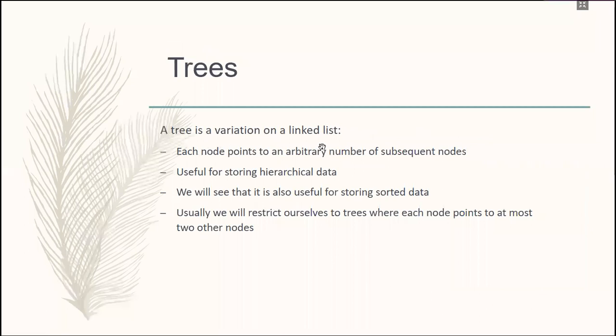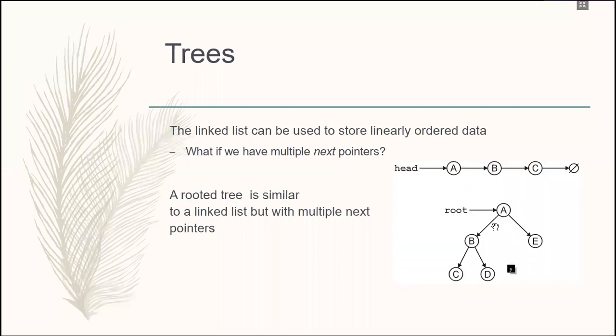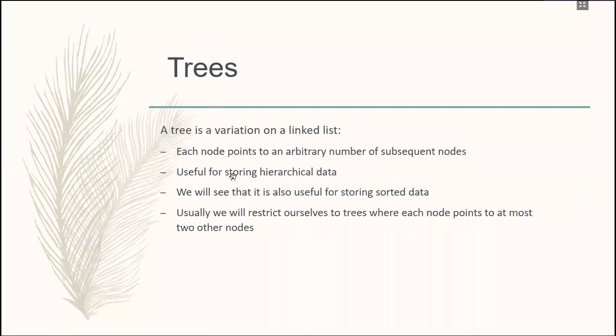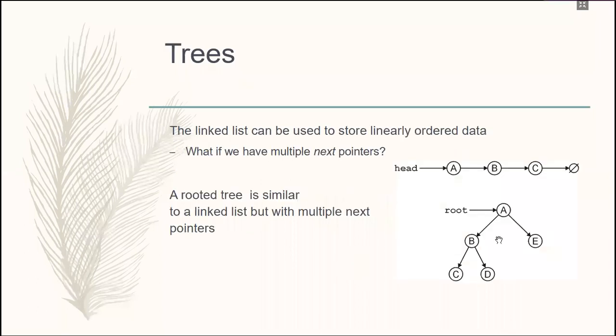A tree is a variation of a linked list. Each node points to an arbitrary number of subsequent nodes. That means it can point to one node, two nodes, or more than two nodes. In the last picture, it is pointing to two nodes. It is useful for storing hierarchical data. We will see that it is also useful for storing sorted data. Usually we will restrict ourselves to trees where each node points to at most two other nodes. We can call them binary trees. So we will be focused on trees that have only two next pointers.